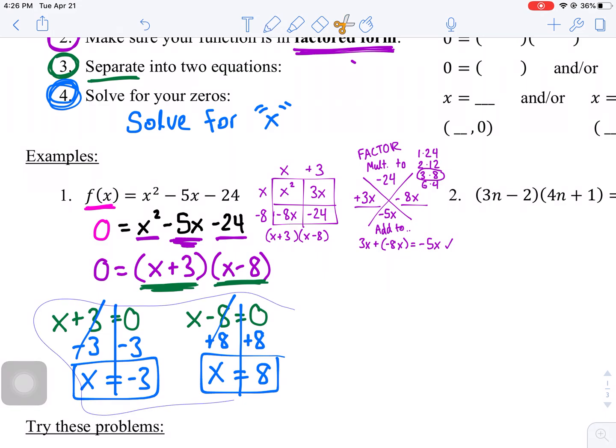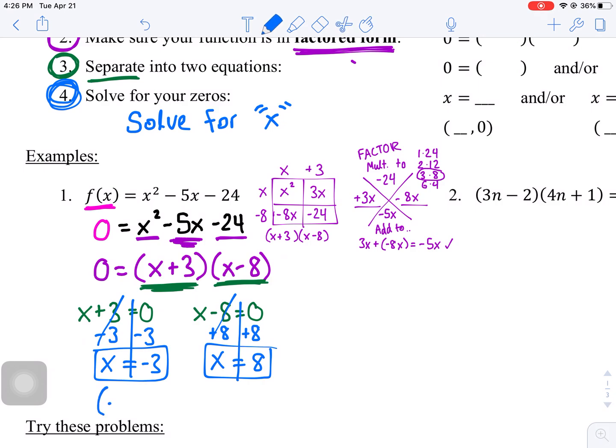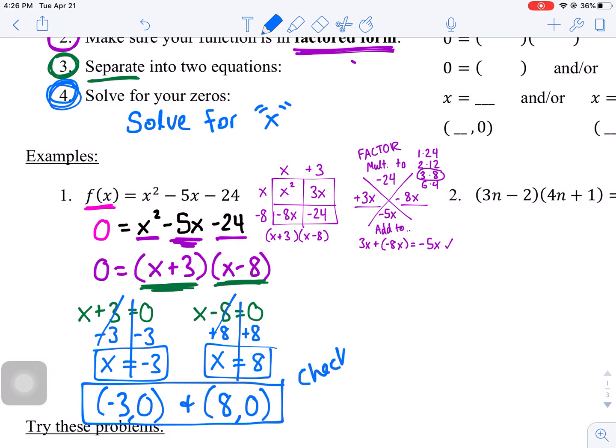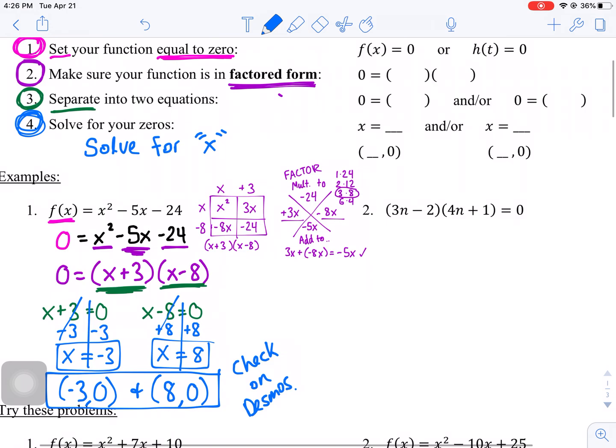So our zeros are negative 3 comma 0 and 8 comma 0. You can always check your answers by looking on Desmos. Let's do one more example.